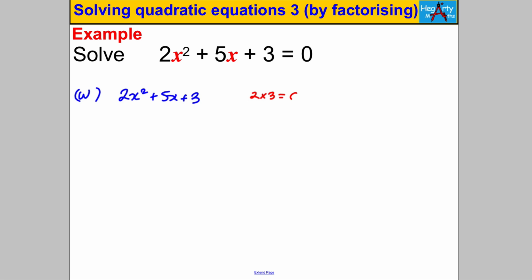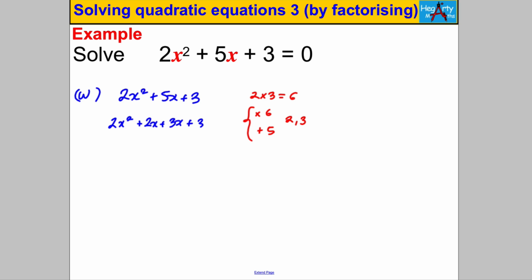2 multiplied by 3 is 6. And then we asked ourselves what two numbers multiply to 6 and at the same time add up to this 5 here. And with a bit of thought, maybe you'll have got 2 and 3. So we're going to split this 5x up into 2x and 3x. Doesn't matter which way round you write it. So we're going to say 2x squared add 2x add 3x add 3.